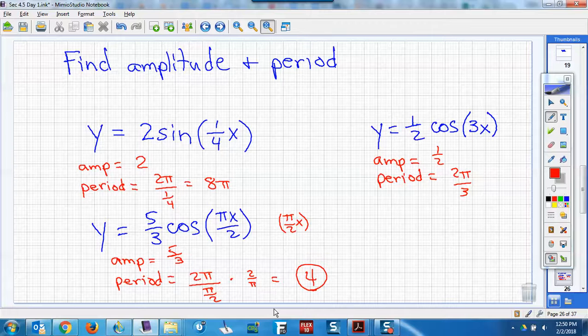Okay, so amplitude's pretty straightforward, right? What's the amplitude on this one? 2. On this one? 1/2. On this one? 5/3. The number multiplied in the front, the A, in front of a sine or a cosine is the amplitude. And again, that just means instead of the graph going from -1 to 1, up and down, bottom to top, the range, the first one's going to go from -2 to 2. This one's going to go from -1/2 to 1/2. This one's going to go from -5/3 to 5/3.